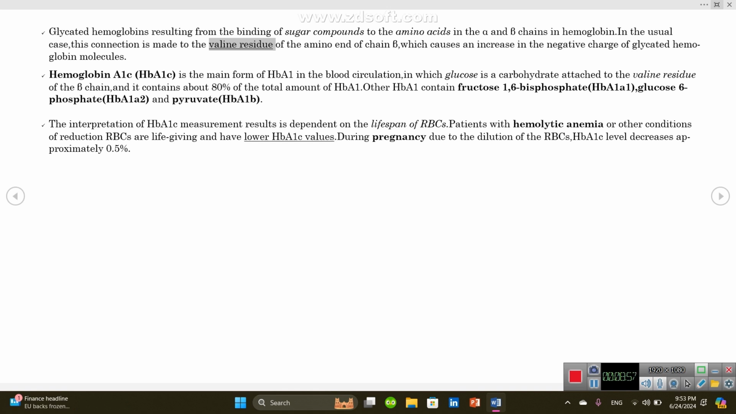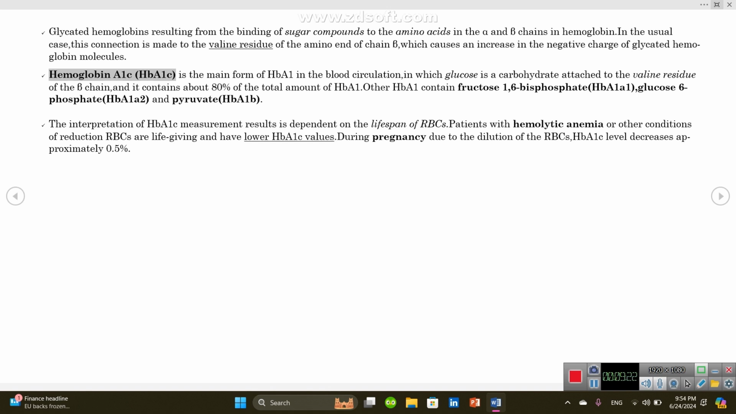Okay, so hemoglobin A1c, or HbA1c, Hb is the abbreviation of hemoglobin, is the main form of HbA1 in the blood circulation, in which glucose, a carbohydrate, is attached to the valine residue of the beta chain. Okay, and it contains about 80% of the total amount of HbA1.